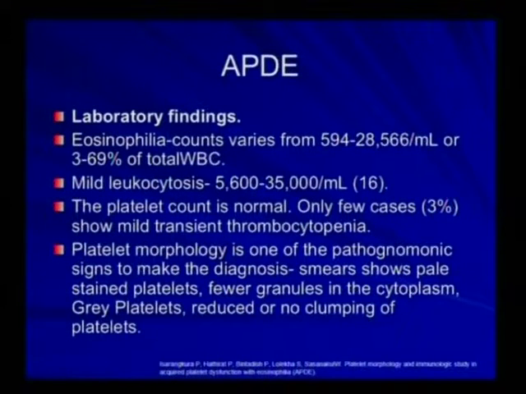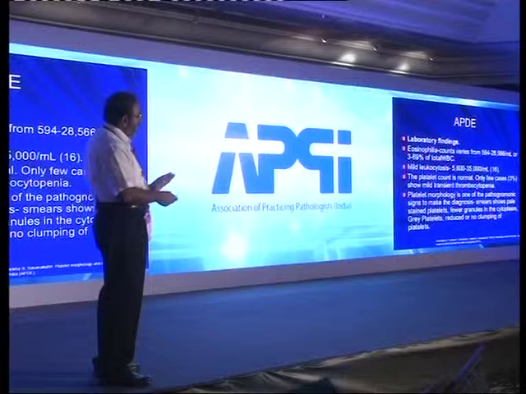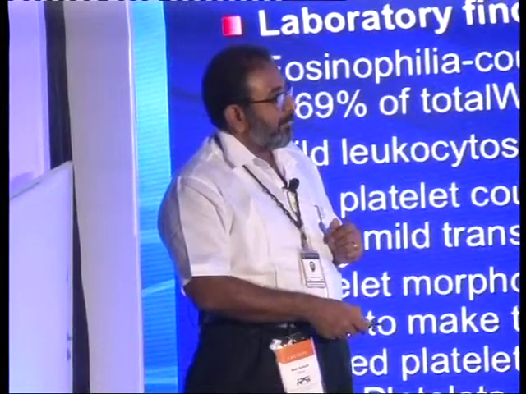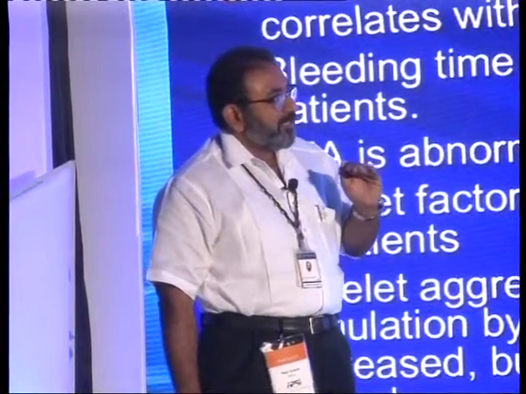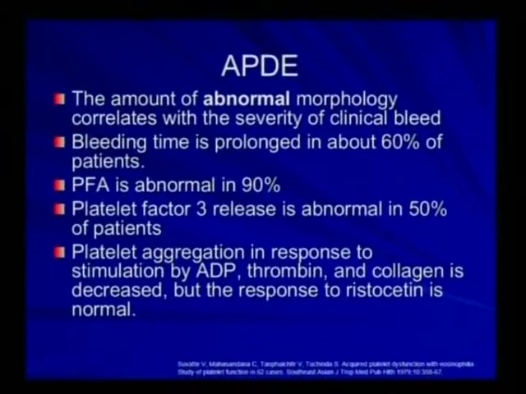So laboratory findings are basically eosinophilia, mild leukocytosis, platelet count is normal, only 3% showed mild thrombocytopenia, and platelet morphology is the one that is pathognomonic, where you can make a diagnosis of platelet dysfunction in your own lab, just looking at the blood film. Pale stained platelets, few granules in the cytoplasm, including gray platelets, reduced or no clumping of platelets. So the amount of abnormal morphology correlates exactly with the severity of clinical bleed. So the more abnormal the platelets in morphology, the worse the clinical bleed.